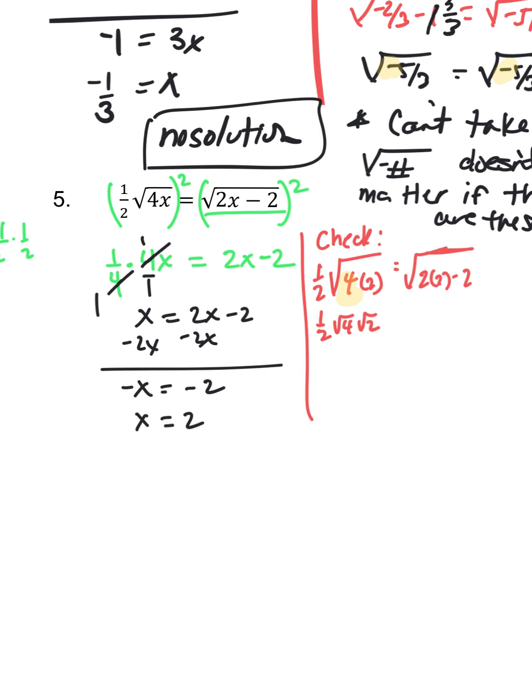So the square root of 4 is 2, and I know this is going to go to a 1. So the left is equal to the square root of 2, and I'll just go down here and bring this down. This is equal to 4 minus 2, which is just the square root of 2. So they both check, so this is your solution.